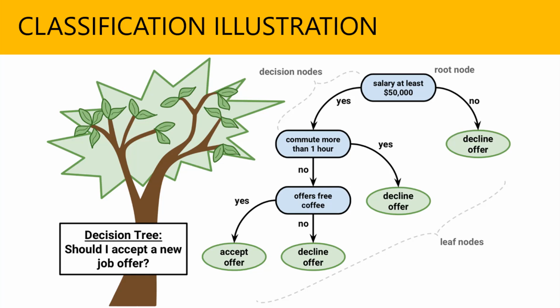That's a termination point. And moving forward, if the commute is more than 1 hour, if no, then the next decision node is offers free coffee or not, right? And if it does, I'm going to accept the offer. If it doesn't, I'm going to decline the offer, right? So you get the idea, right? So you can start building the decision tree as you move forward within your machine learning problem.